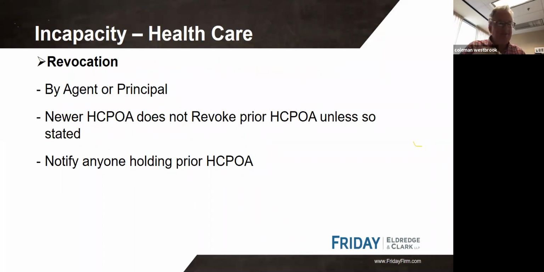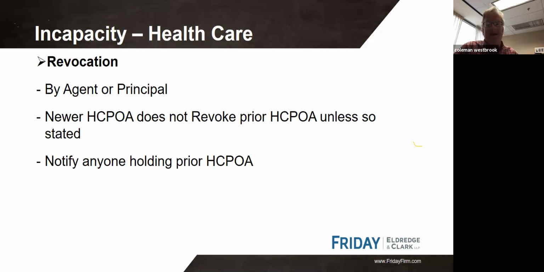Again, these are documents that can be revoked and redone at any time, assuming you have the capacity. And so, again, a newer healthcare power of attorney does not necessarily revoke a prior one unless you so state. Powers of attorney are funny in that it's not the last one you signed, unless the last one you signed revoked all prior documents. So it's important if you ever do a new one, make sure you revoke all prior healthcare powers of attorney.